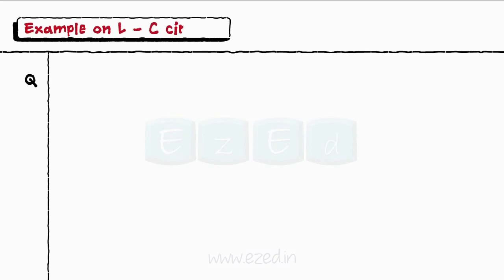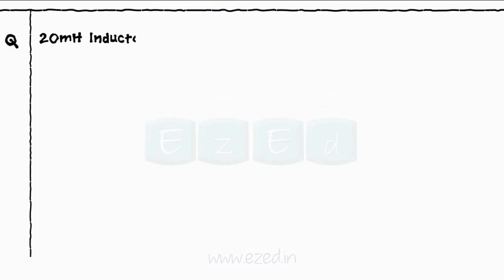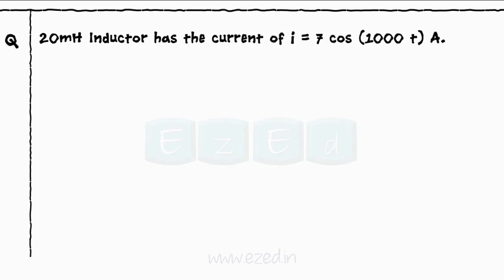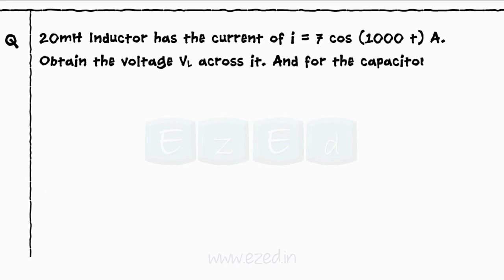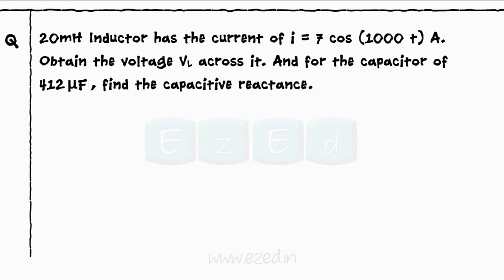Consider an example. A 20 millihenry inductor has the current of I equals 7 cos 1000 t amperes. Obtain the voltage VL across it. And for the capacitor of 412 microfarads, find the capacitive reactance.